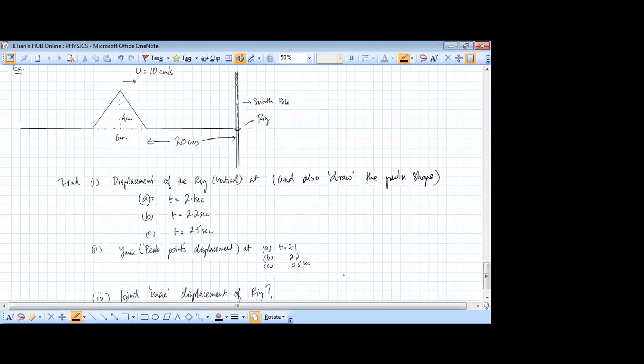Okay, so let's see the answers of each of these parts. At this point of time, the displacement of the ring should be equal to 1.33 centimeters upwards, or 4 by 3 centimeters upwards. At this point of time, the displacement of the ring should be 2.67 centimeters, or 8 by 3 centimeters upwards. And at this point of time, it should be back to 1.33 centimeters upwards. Now let's see why that is happening.